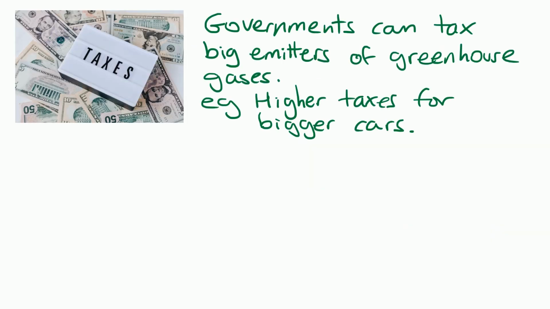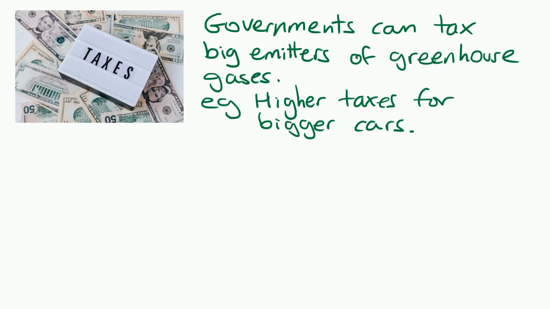Governments have also got their role to play. Governments can tax big emitters of greenhouse gases. For example, they could charge higher taxes for bigger cars that would generate more carbon dioxide. That might encourage people to switch to smaller cars with more efficient engines.